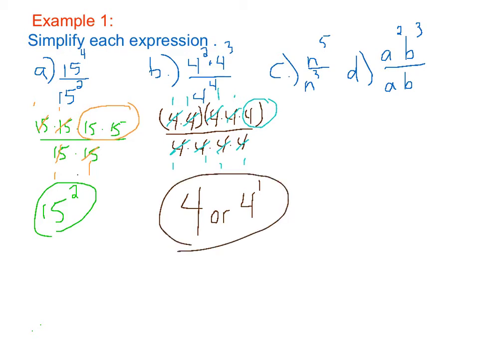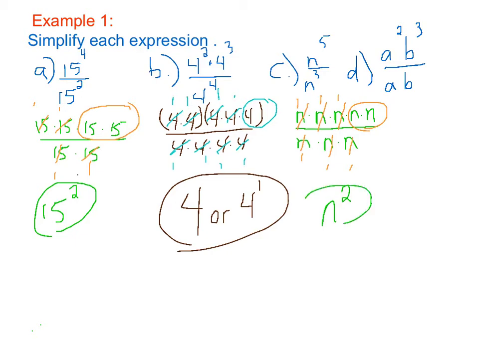Looking at part C here, in the numerator we've got n to the fifth. That means we've got n times n times n times n times n, all over n multiplied by itself 3 times. If we look to simplify this, n divided by n is 1, n divided by n is 1, n divided by n is 1. Look at what remains. We have just n squared, or n times n. So here we are with that simplified.